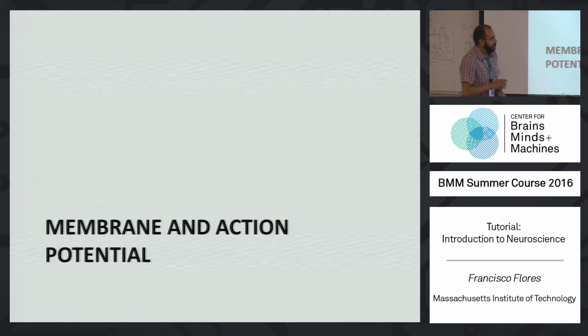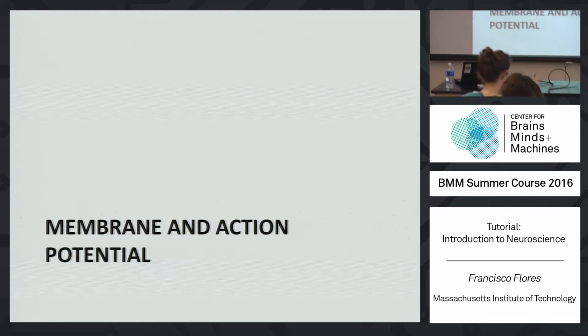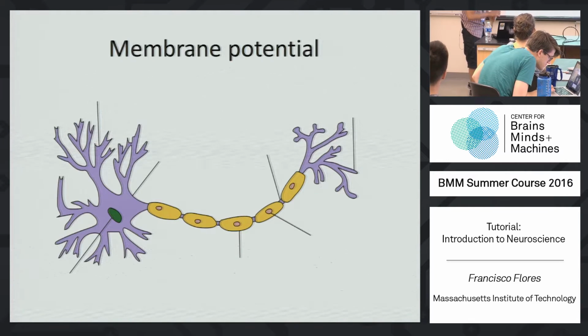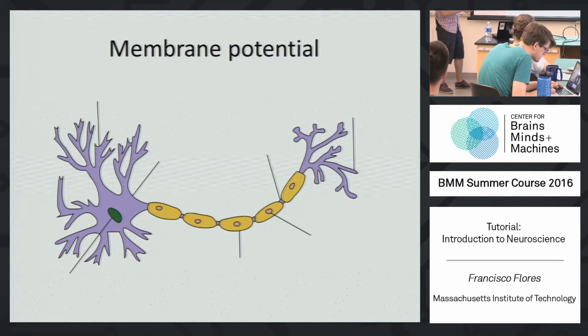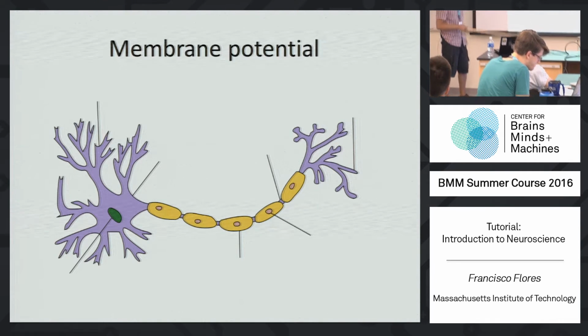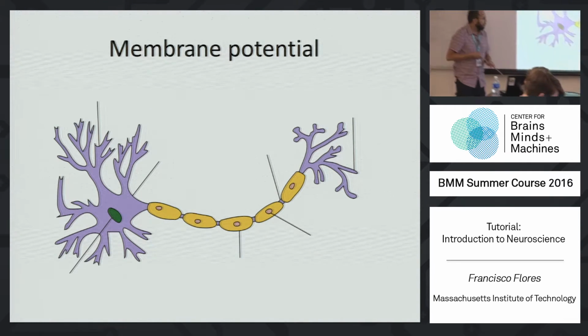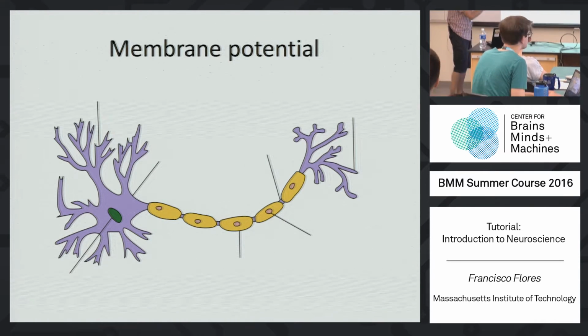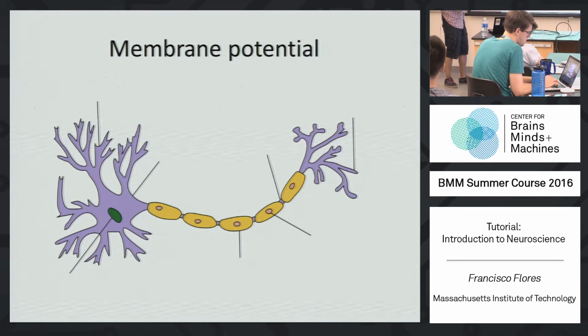So first, the most basic concepts about the neuron: the membrane potential and the action potential. The membrane potential refers to the fact that, like any good cell, the neuron is surrounded by a membrane, which is a lipid layer. And it's particularly going to refer to what happens here in the soma of the neuron.